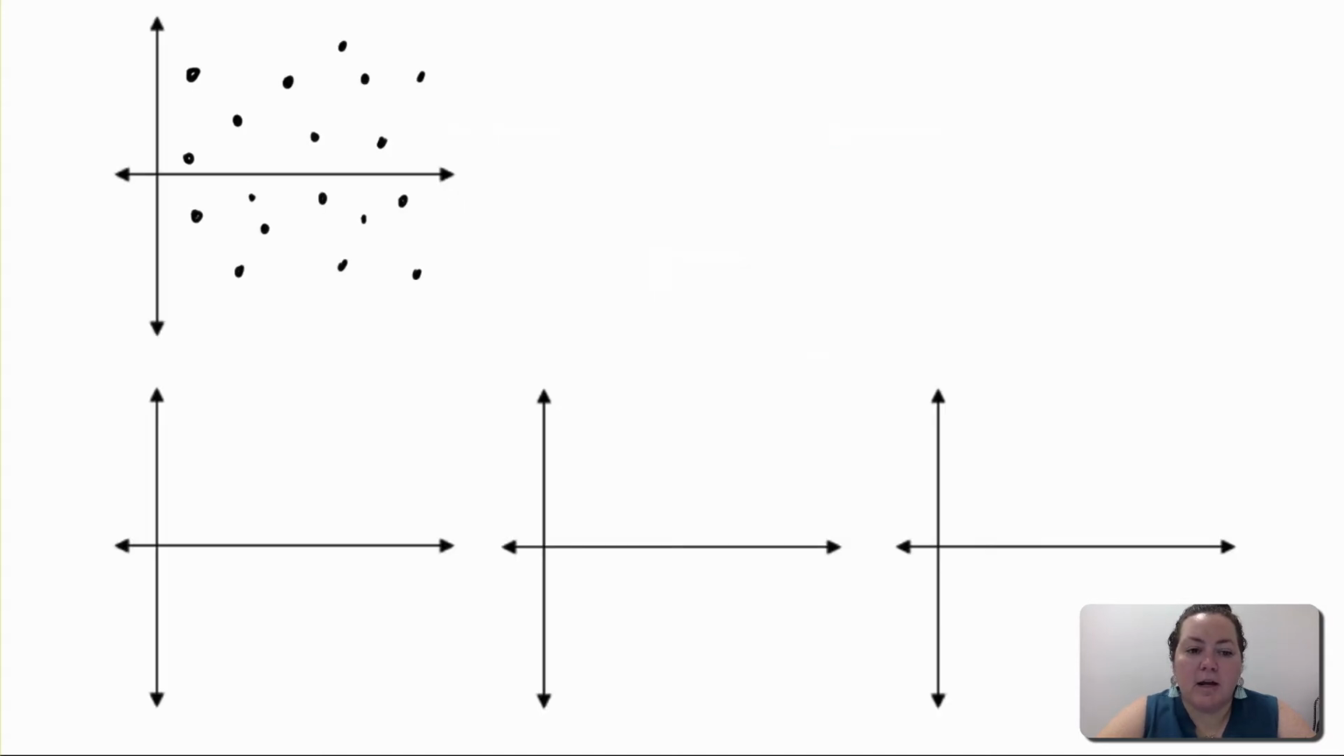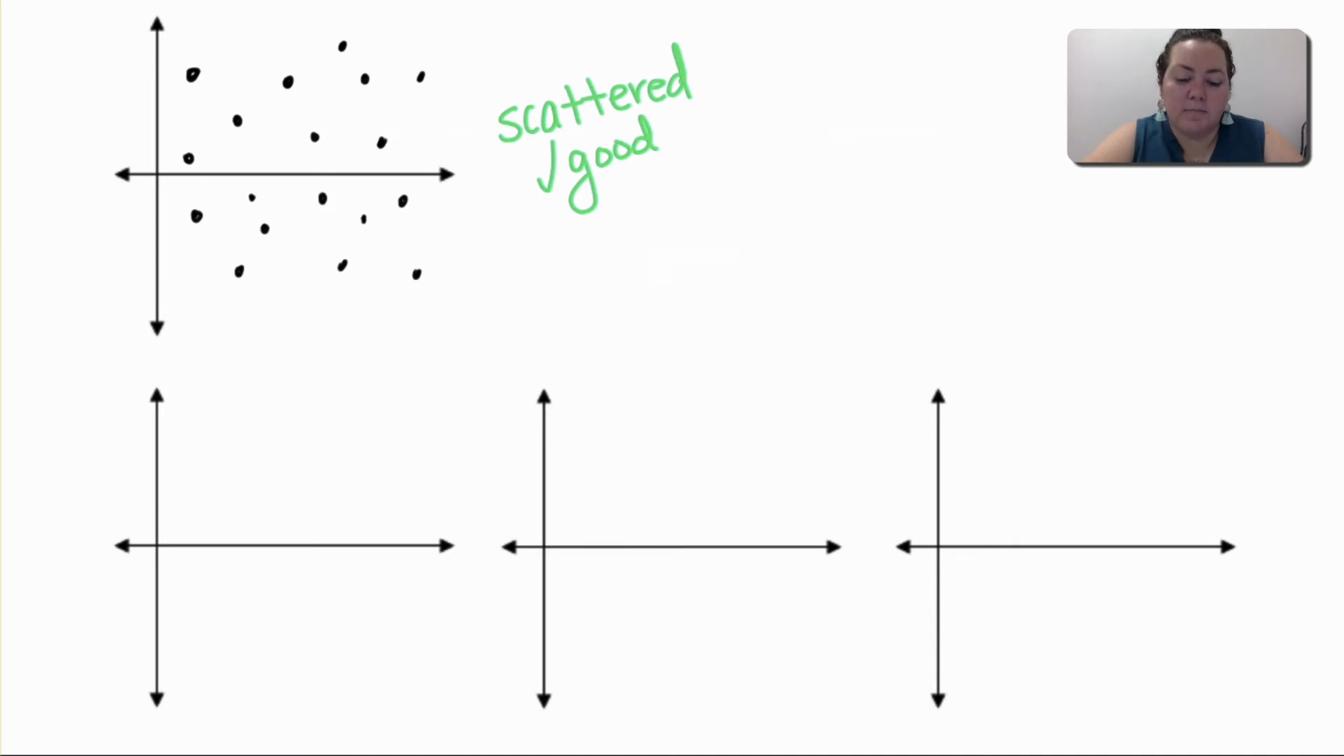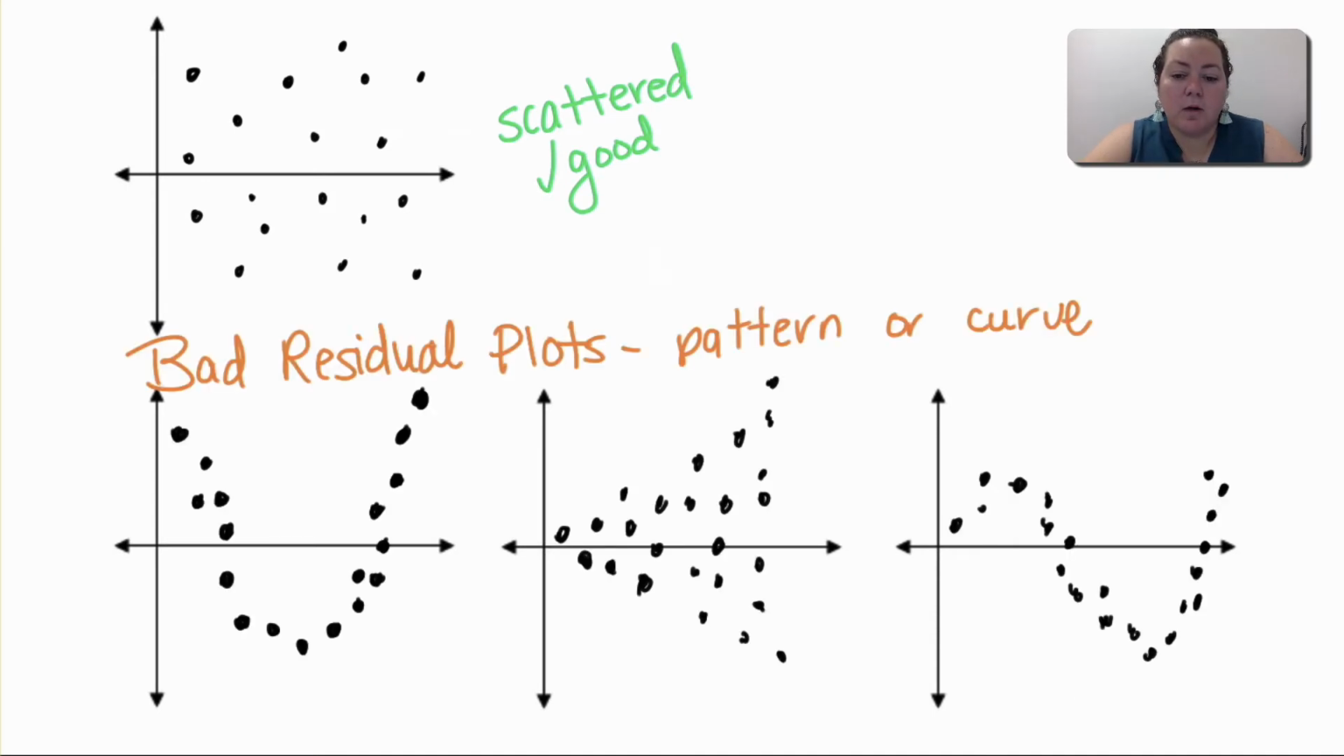Again, if our residual plot is scattered, this is good. This is what we want to see. Some bad residual plots would have a curve or a pattern. This one here in the middle, we call that a fan or a horn pattern.